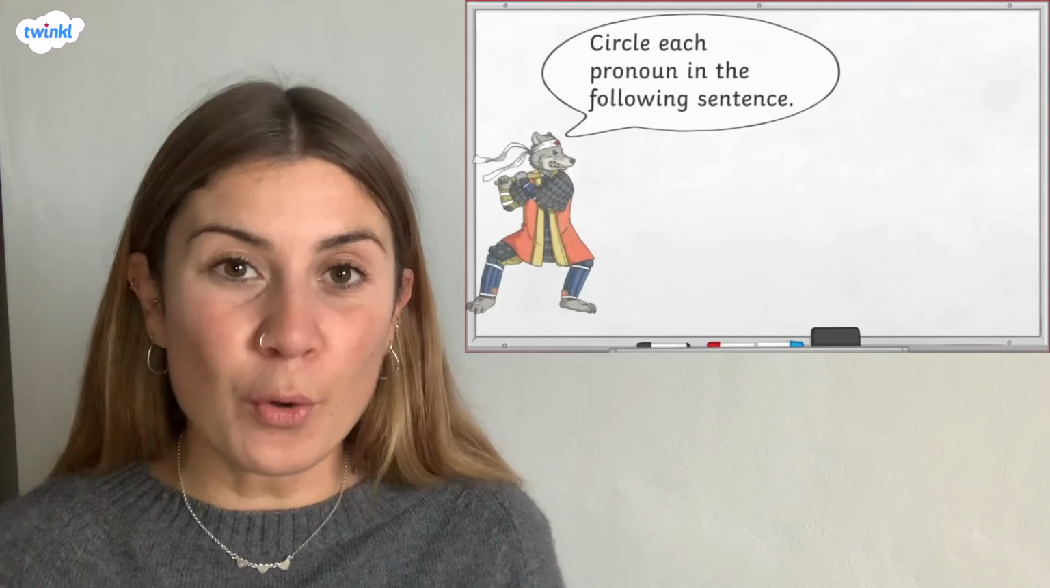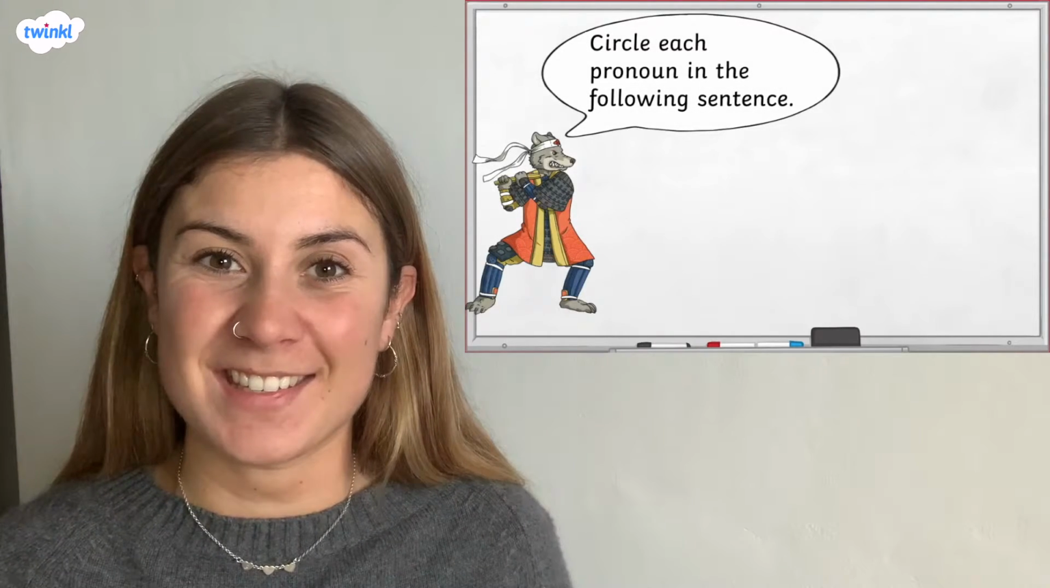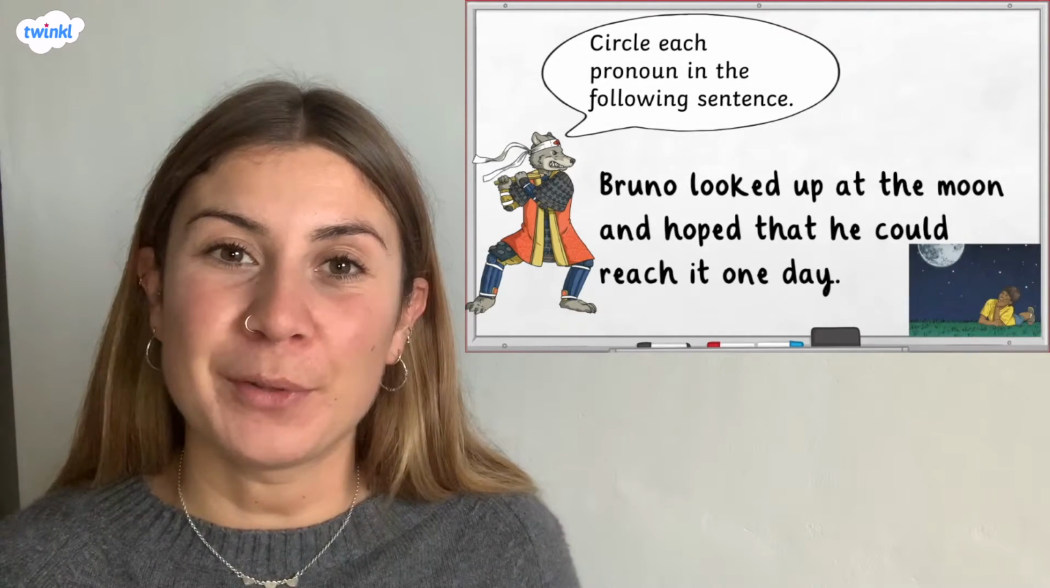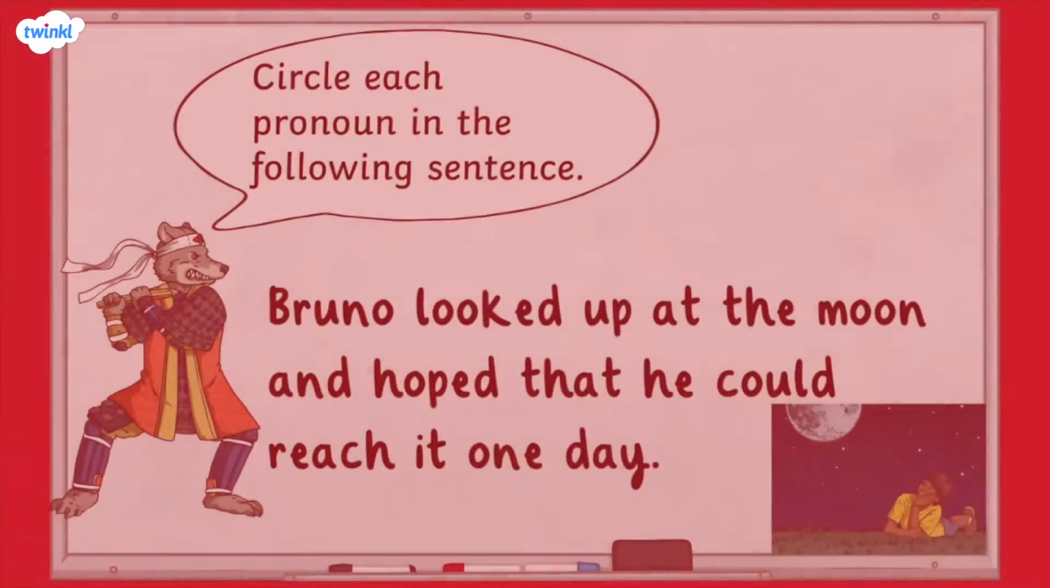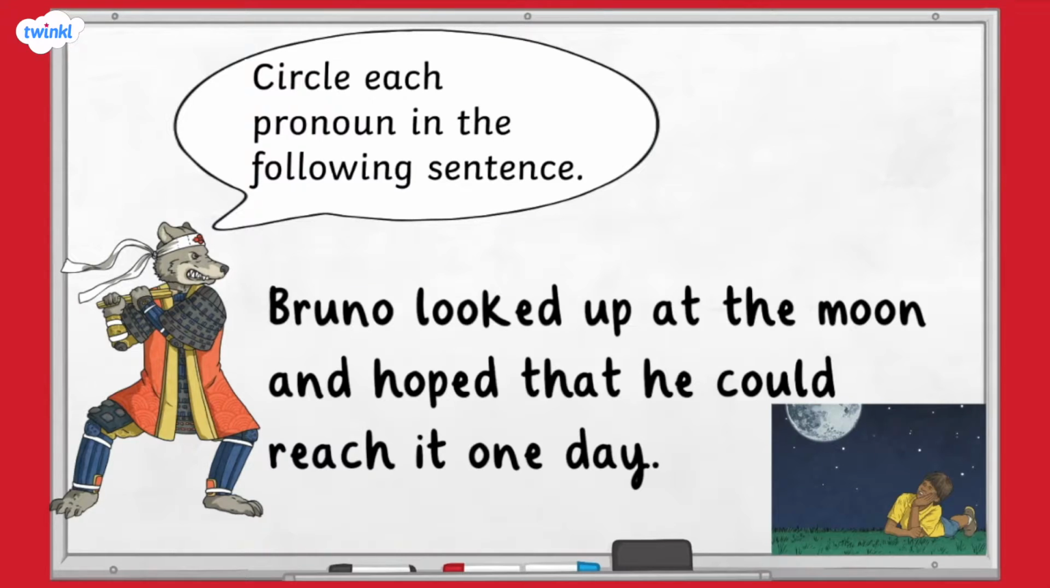In this question, you're being asked to circle all the pronouns in this sentence. Bruno looked up at the moon, and he hoped that he could reach it one day. There are two pronouns in this sentence. Have you spotted them? That's right, the two pronouns are he and it. He has been used to replace the noun Bruno, and it has been used to replace the moon.